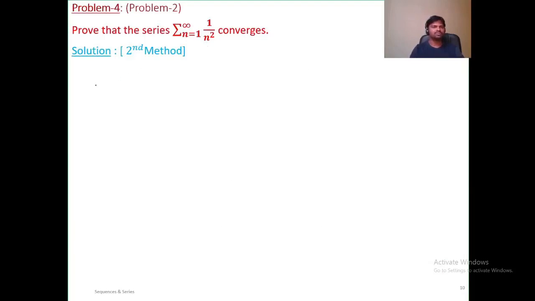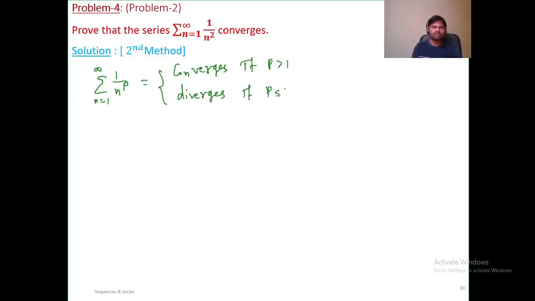Okay, p series test. According to the p series test, you have to verify first whether it is exactly in that format or not. So the series 1 upon n raised to p, where n is running from 1 to infinity, converges if p is more than 1, and diverges if p is less than or equal to 1. This one you proved just now.